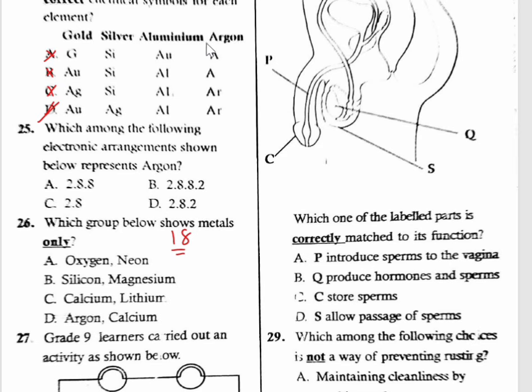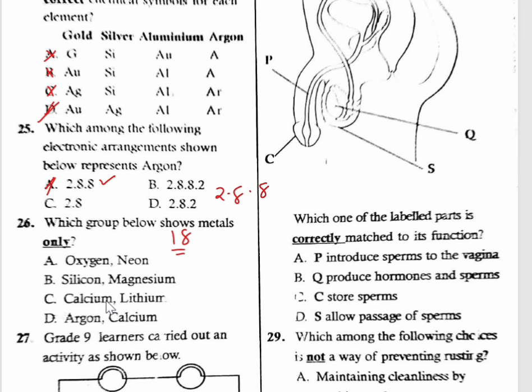So when the electrons are 18, we're going to write the electronic arrangement. You start with the first energy level, which takes a maximum of 2 electrons, so 2. Next level takes 8 maximum, so 8. So 2 plus 8 is 10, and remember there are 18, so we remain with 8. So it is 2, 8, 8, and therefore the answer is A, 2, 8, 8.